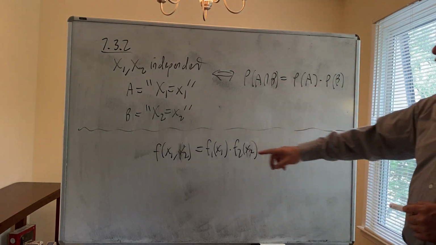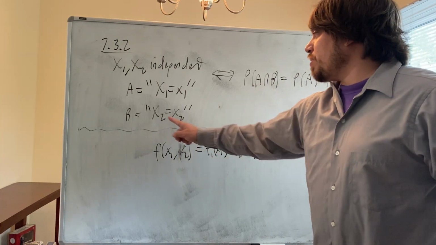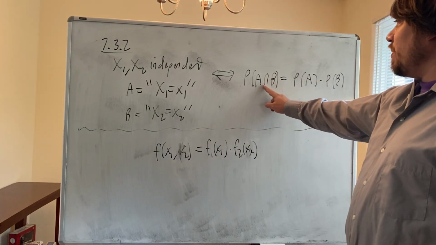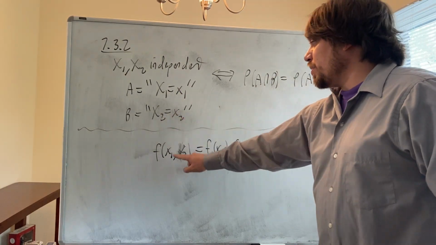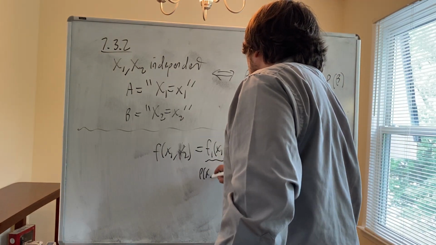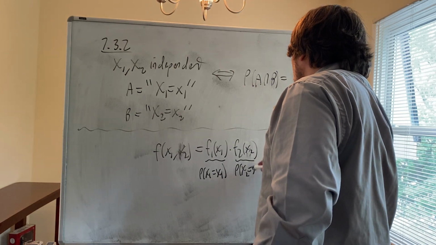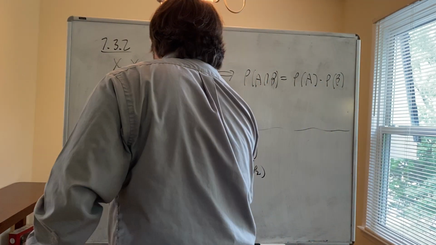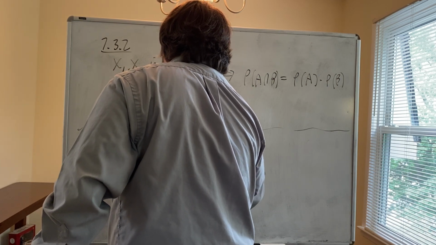The probability of A is the probability that X1 is equal to little x1, that's this. The probability of B is the probability that capital X2 equals little x2, that's that. The probability of A intersection B is the probability that capital X1 equals little x1 and capital X2 equals little x2, that's that. Right? This is the probability that capital X1 equals little x1. This is the probability that capital X2 equals little x2. This is the probability that capital X1 is equal to little x1 and, or just comma, capital X2 is equal to little x2.